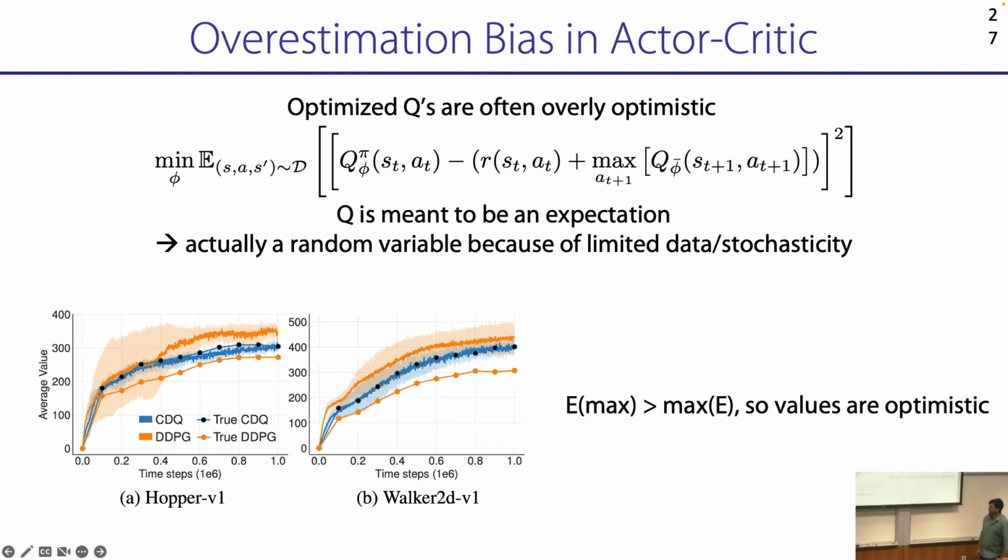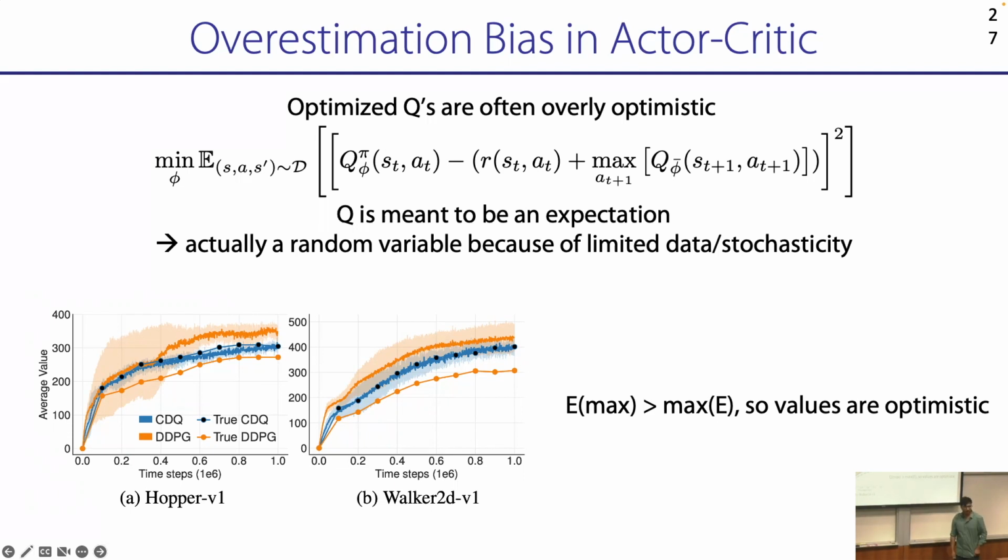And the key bit is that you're doing this expectation over max, where really what you want is a max over expectation. So you're doing the right-hand side thing on individual transitions, which might be noisy estimates of the true Q function, and you're taking the max over those. Whereas really what you want to do is take the max of the expected Q values over many different noisy estimates.